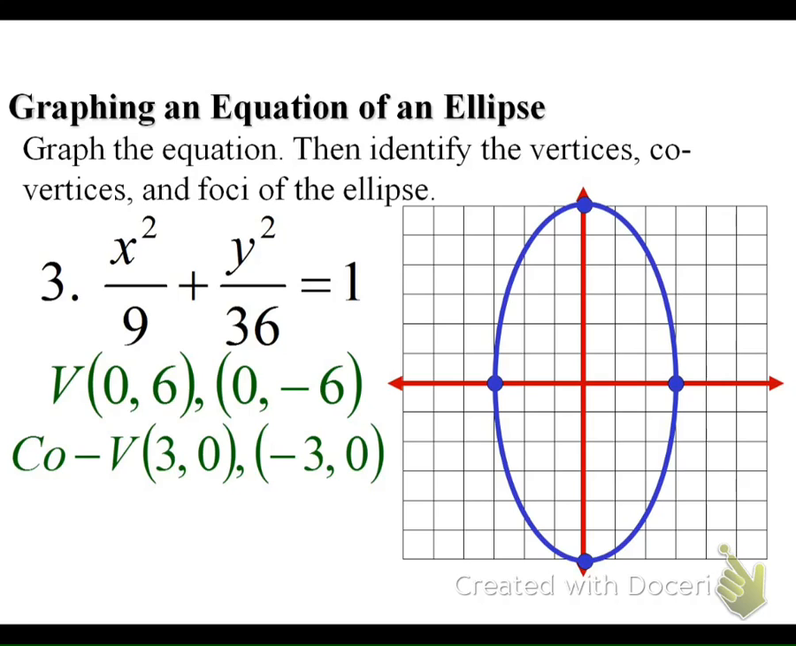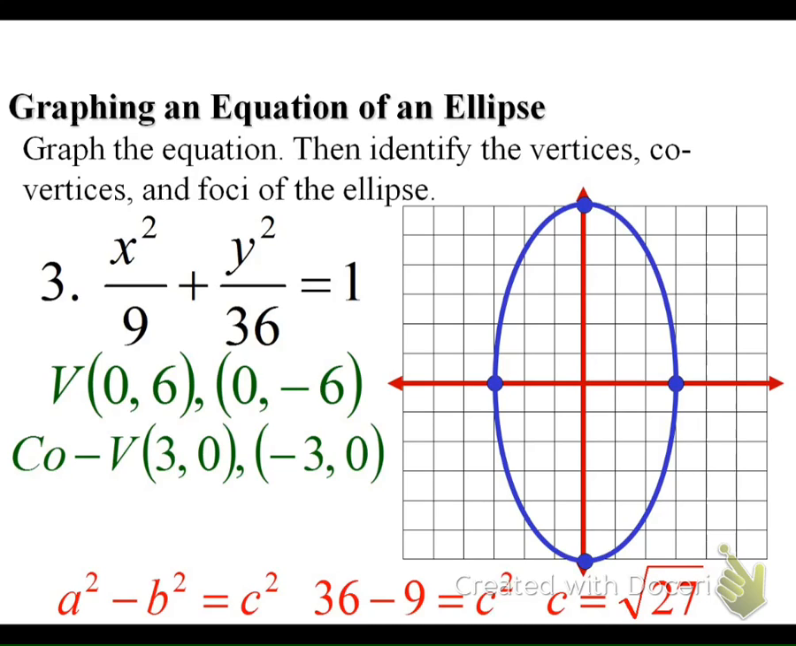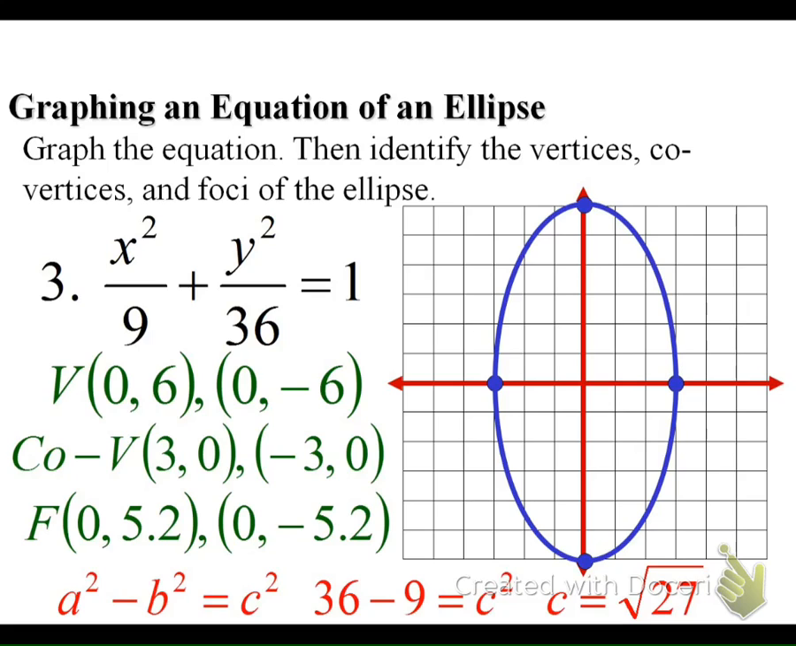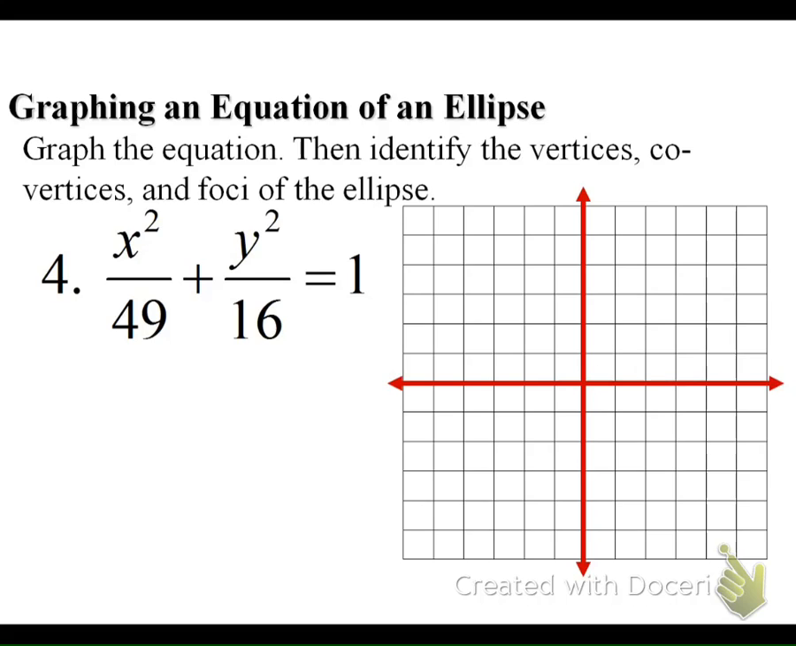You still need to locate your foci, so I'm going to do 36 minus 9. Take the square root. I get square root of 27 when you type that into the calculator. It's about 5.2. So you're going to go up 5.2 units, down 5.2 units, and you get the ordered pairs shown on the board. Which direction? Horizontal, because the larger number is under my x squared term.